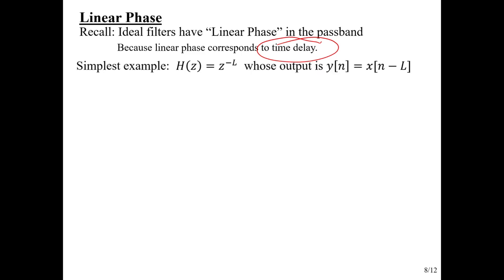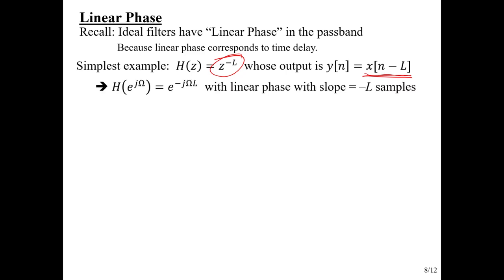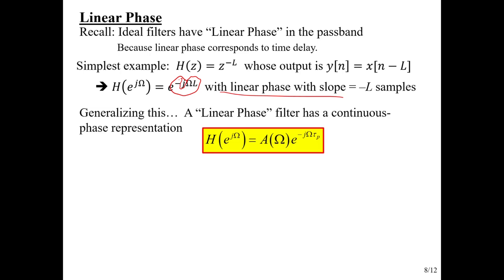And here's the simplest example, just a pure delay. So the input is x and the output is x of n minus L. So that's the simplest example. And if we were to convert that into a frequency response view, replacing z by e to the j omega, we get something. If we find the angle of that, the angle of that is just minus omega L. That is a line with a slope of minus L, and it goes through 0 at omega equal to 0, so an intercept of 0.